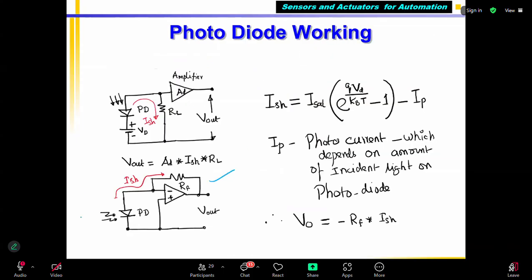Again, I can put a light source here. There's a conveyor belt, and objects are moving. Whenever an object passes, it will generate a pulse. Any doubt in this? No doubt, sir. Okay, fine.